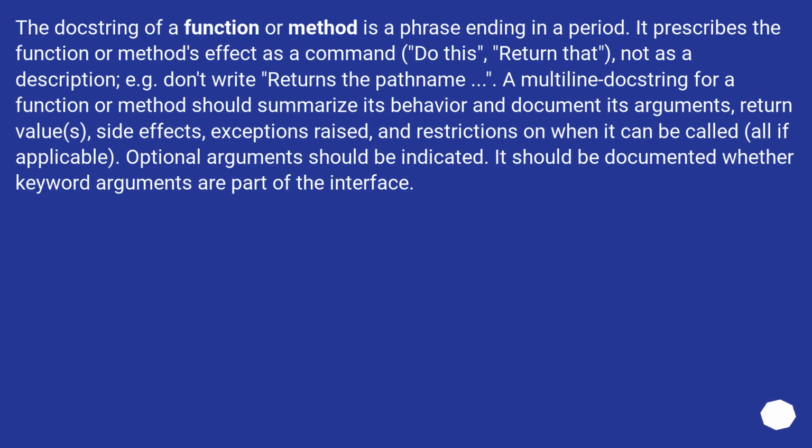The docstring of a function or method is a phrase ending in a period. It prescribes the function or method's effect as a command, "do this", "return that", not as a description. For example, don't write "returns the path name". A multi-line docstring for a function or method should summarize its behavior and document its arguments, return values, side effects, exceptions raised, and restrictions on when it can be called, all if applicable. Optional arguments should be indicated. It should be documented whether keyword arguments are part of the interface.